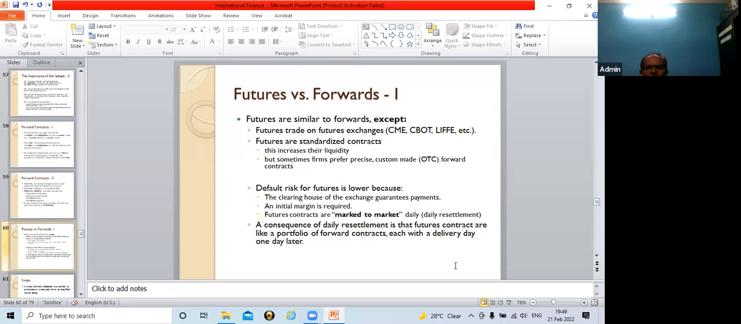Now, this is the difference between future and forward. Futures are similar to forward, except futures trade on a futures exchange. These are the names of futures exchanges: CME, then CBOT, etc. Futures are standardized contracts. Forwards are not standardized. Futures being standardized increases their liquidity.